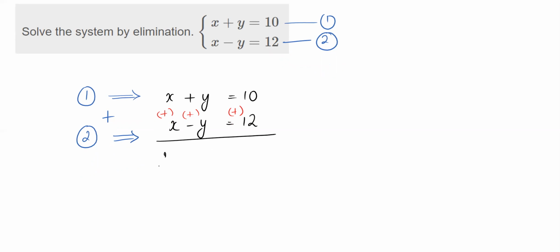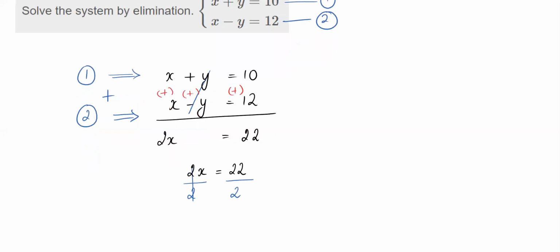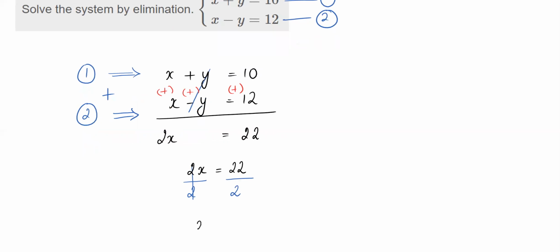x plus x is 2x. y minus y, yes, that's where they cancel off. And 10 plus 12 is 22. Right there, you eliminated the y, leaving us with 2x equals 22, a single variable in the equation. Very easy to solve. You divide both sides by 2. You get x equals 11.